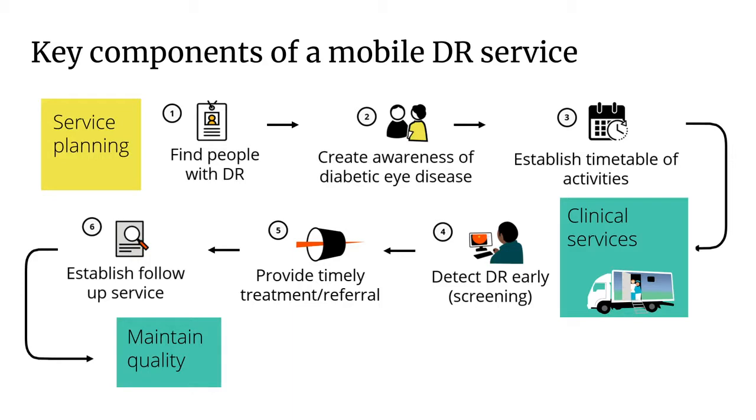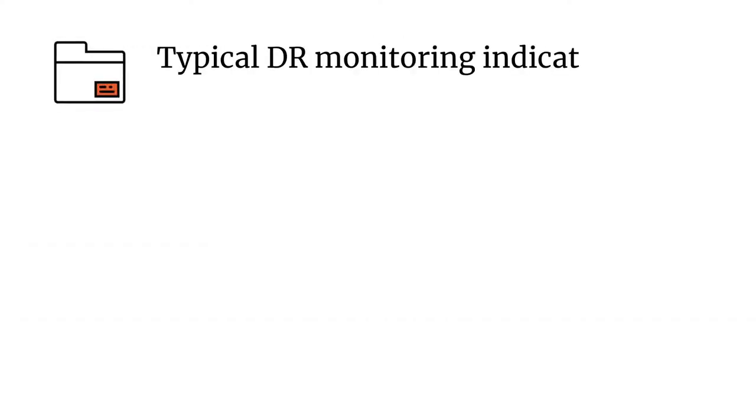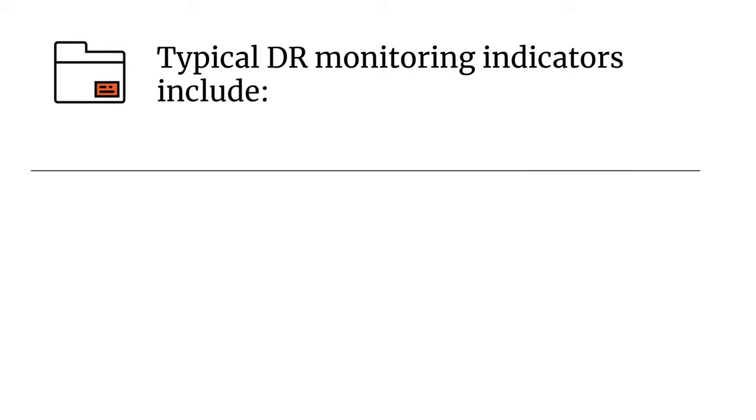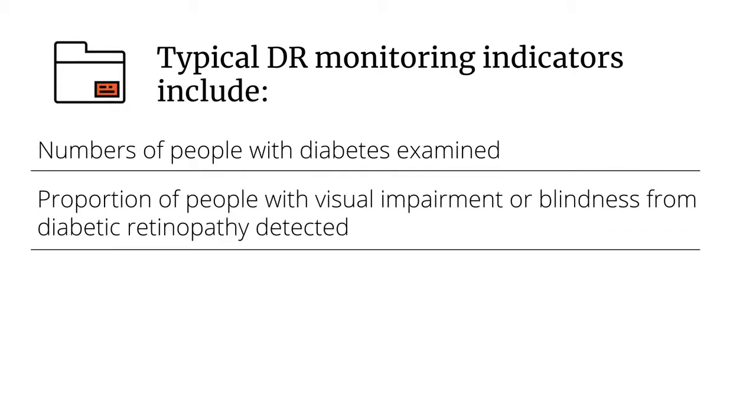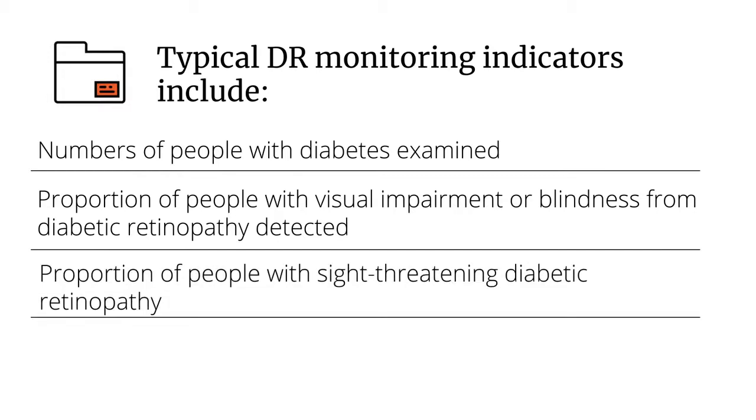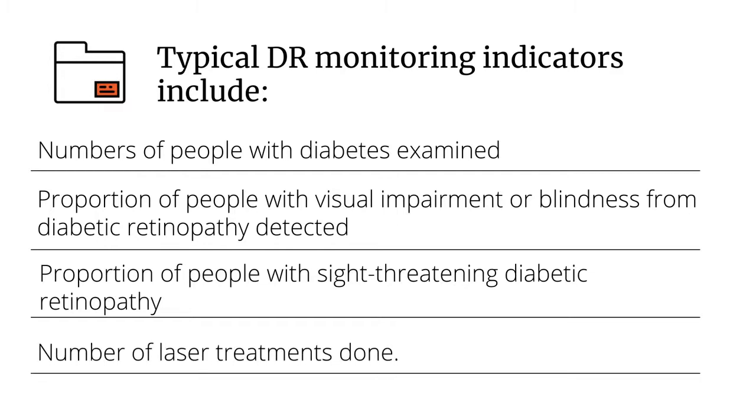Finally, maintain quality. Number 7. Monitor services and share the data with policymakers. This data includes indicators such as numbers of people with diabetes examined, the proportion of people detected with visual impairment or blindness from diabetic retinopathy, the proportion of people with sight-threatening diabetic retinopathy, and the number of laser treatments done.